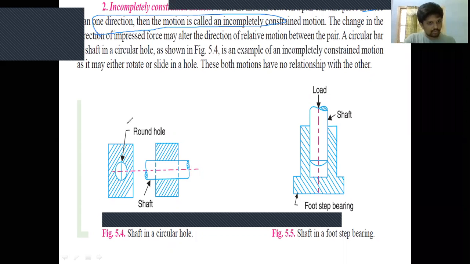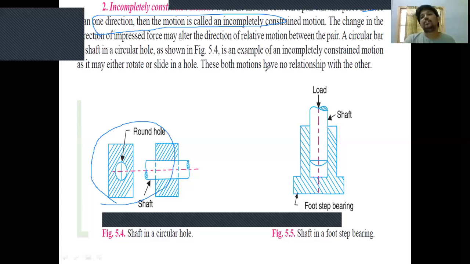Take an example of a circular hole with a shaft moving there. Now here you have two types of motions. One, you can go reciprocating; one, you can revolve or rotate. Whichever way you change the force you are applying, you can have more than one direction of movement. They are known as incompletely constrained motions.